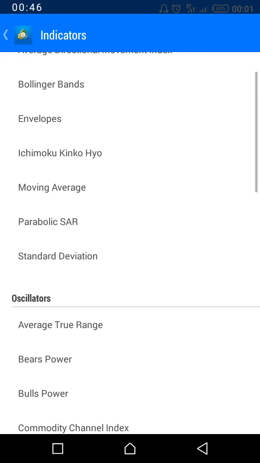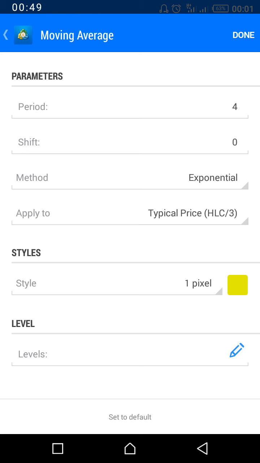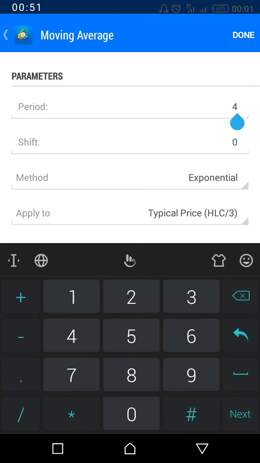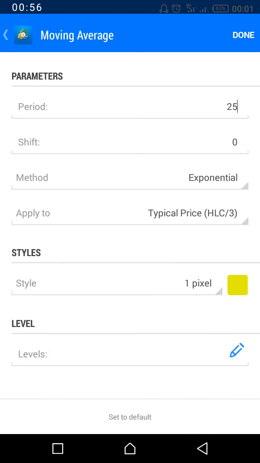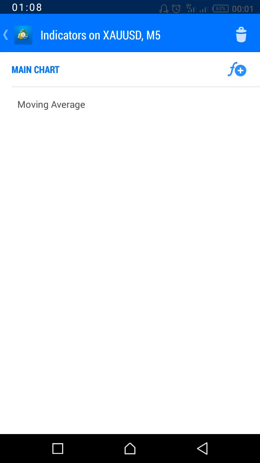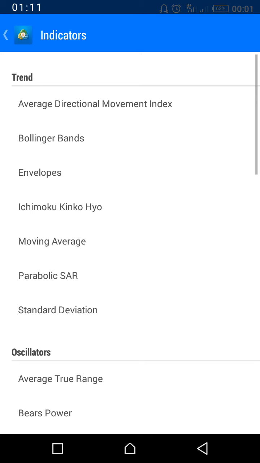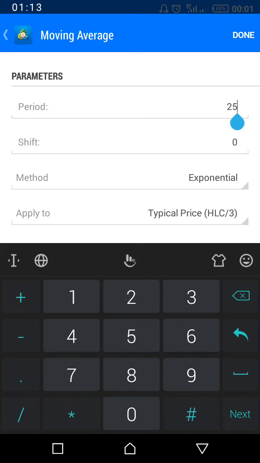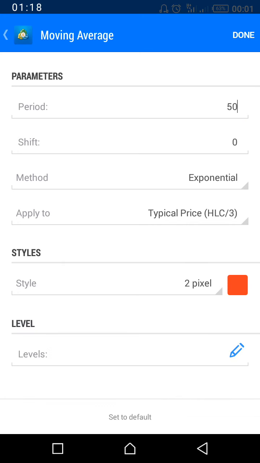Where is it? Moving average. Yes, this is it. Moving average 25. And then you change the color, pixel 2, and then red, and then done. Now we're going to add another moving average, 50. We change the color. This is an exponential moving average actually.